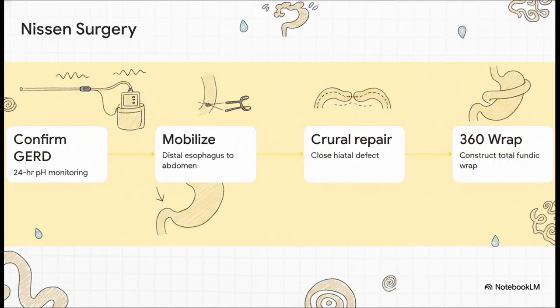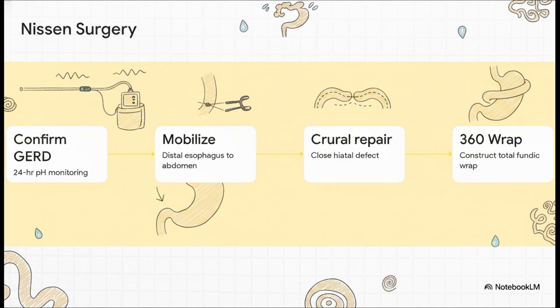Okay, step 1. The gold standard for diagnosis here is ambulatory 24-hour esophageal pH monitoring. Now, an endoscopy is definitely great for ruling out cancer, sure, but up to 50% of symptomatic GERD patients actually have a completely normal-looking esophagus on camera. The pH monitor is what literally proves the acid exposure. Once you've confirmed that, the surgical treatment of choice for a young, PPI-responsive patient is the laparoscopic Nissen fundoplication.